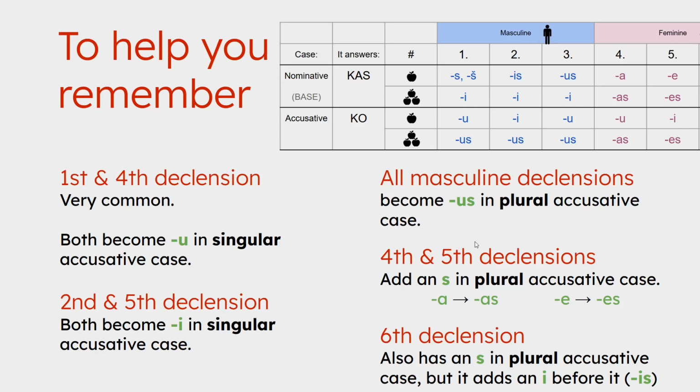You can also remember that all the masculine declensions become US in the plural accusative case. They also are all the same. They become I in the plural nominative case. Then you might want to remember that the fourth and fifth declensions, they both just add an S. So we have A, and then in their plural accusative form, it's AS. In the plural accusative fifth declension, it's just add an S as well. Now, as a side note, the sixth declension also has an S, so if remembering that in the accusative they all have S's, that can help.